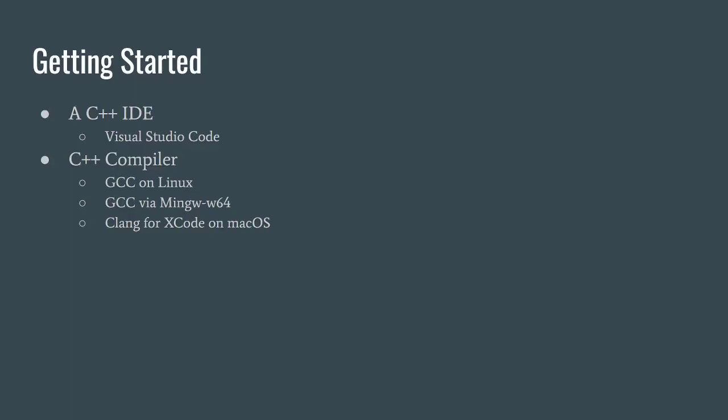And then you need a C++ compiler. On Linux, you can use GCC. For our Windows operating system, you can use GCC via MinGW. And then for Mac OS, you can use Clang for Xcode. So download your C++ compiler and download Visual Studio Code.